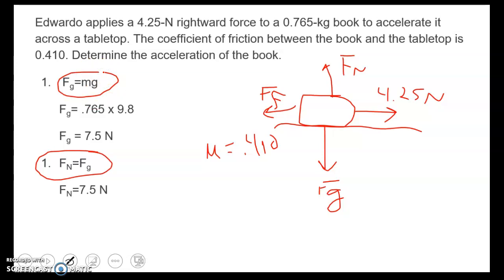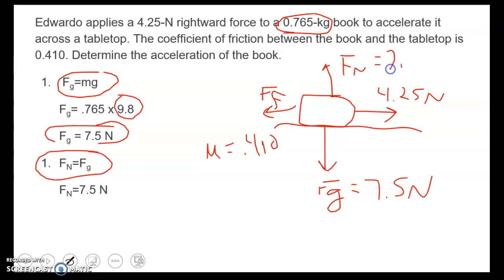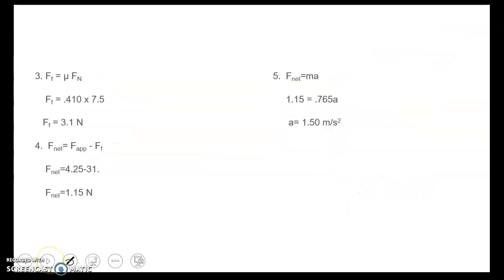And I have enough information to do this. Force of gravity is mass times g. I know the mass, and I know g is 9.8. So I multiply those two numbers, and I get the force of gravity to be 7.5 newtons. Normal force is also 7.5 newtons. So I know my normal force and my gravitational force.